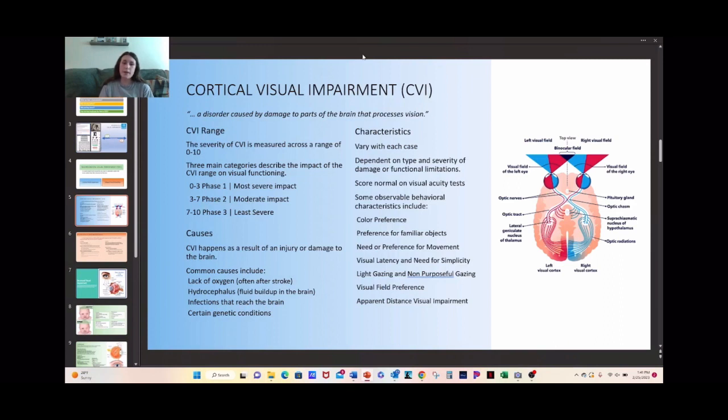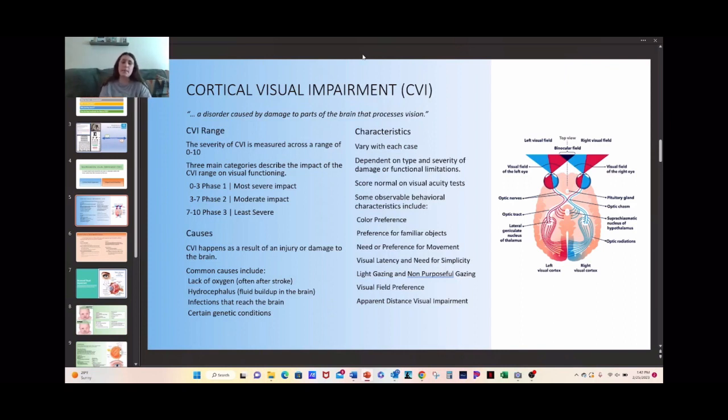Children with CVI also tend to show a preference for a specific visual field. This is because any part of the brain that is damaged relating to one side can cause visual impairment in the corresponding visual field. So, for example, if I have damage to my right visual cortex, I will have a visual impairment in my left visual field, which would look like me seeing objects more efficiently and quickly, or more frequently, that are presented in my right visual field.